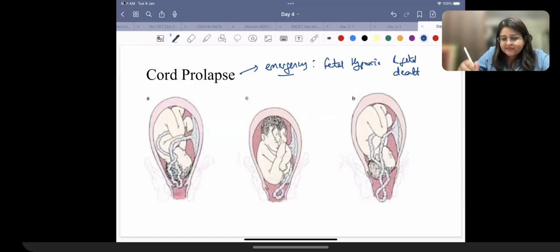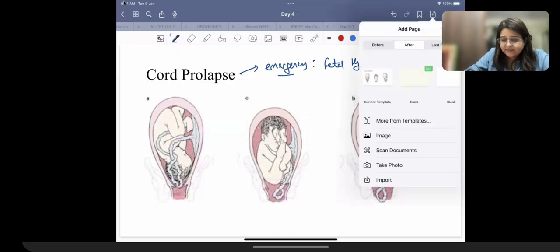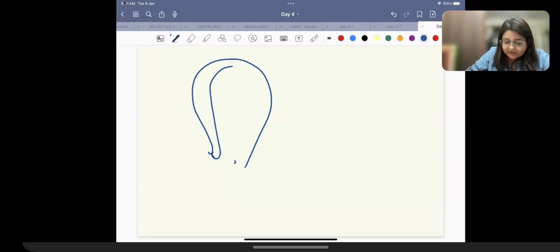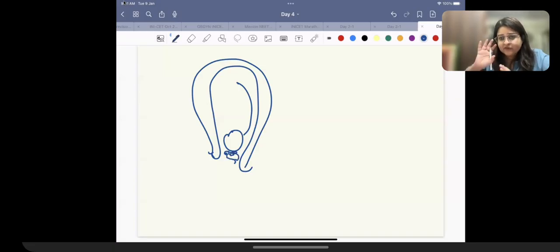So cord prolapse, we say once the cord has come outside the ruptured membranes. Membranes have ruptured, cord bahar aa gaya. Agar membranes intact hai, sometimes rarely when you're doing an ultrasound, what happens? You see on the ultrasound that यहाँ पे बेबी का हेड है एंड आपको कुछ नीचे दिख रहा है, हेड के नीचे कुछ अजीब सा दिख रहा है. If you switch on the Doppler, you find vascularity here. So what is this situation? This is a situation of cord presentation.